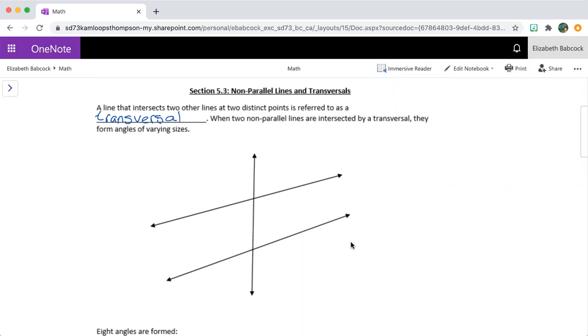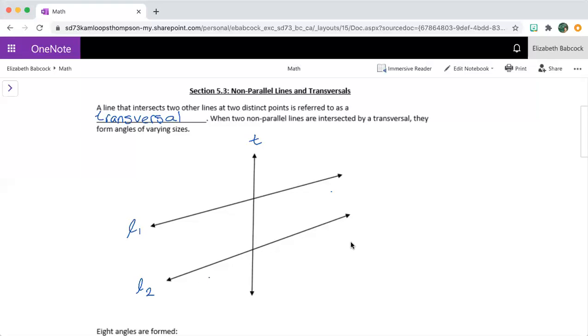If we are looking at the diagram below, we would have line 1, line 2, and then a transversal that I mark with T. As you can see, that one line passes through line 1 and line 2 at one distinct point on each line.